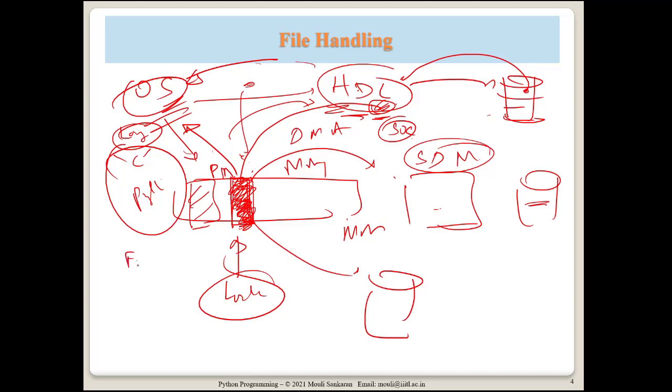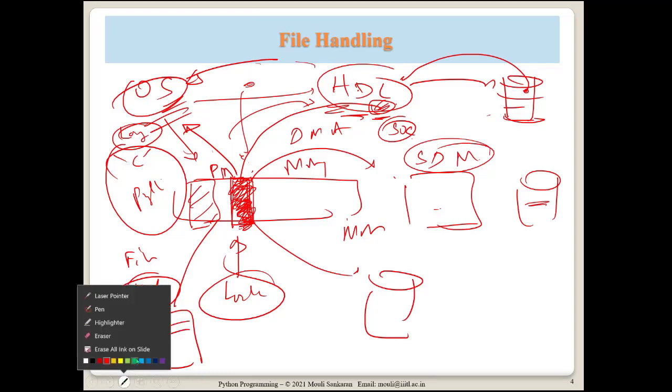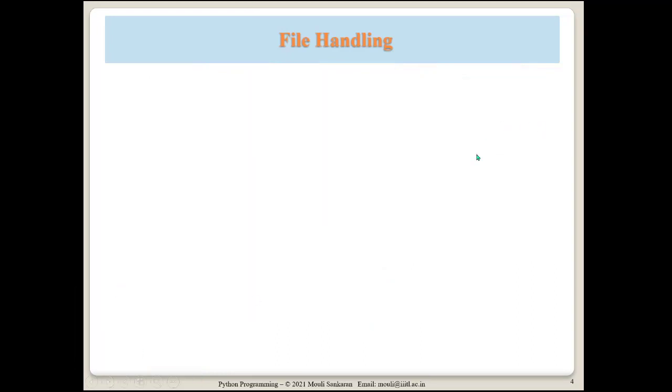So the file handler or file descriptor, FD, has the information about this translation, where exactly in the main memory the content is, and then you will be able to access it. So this whole lot of story happens before the file access happens. Now let us look at how Python helps us in handling the files.